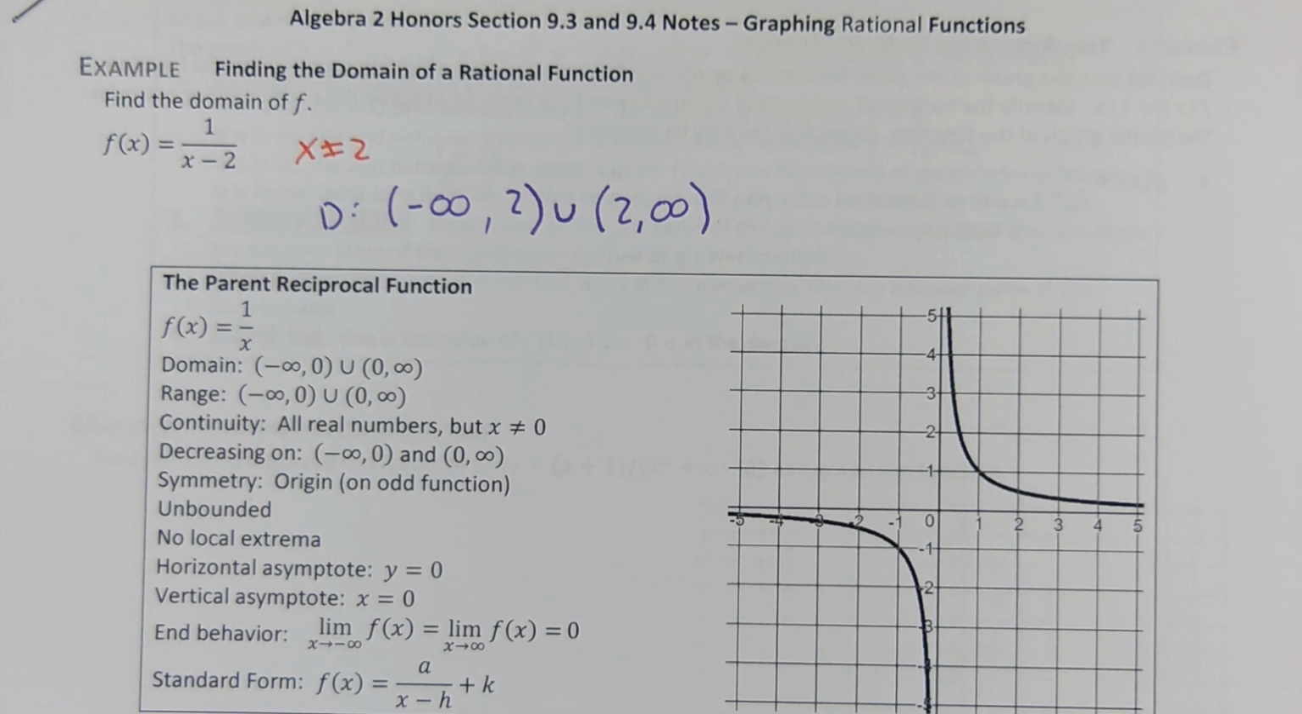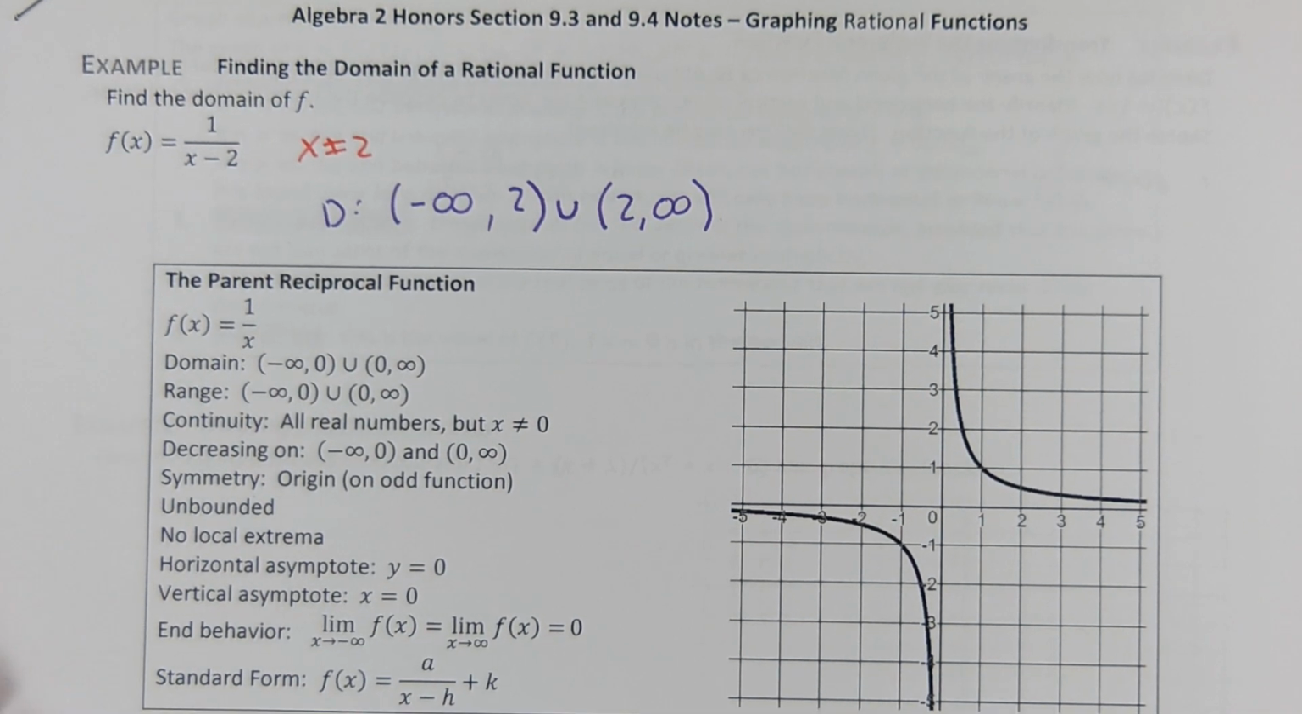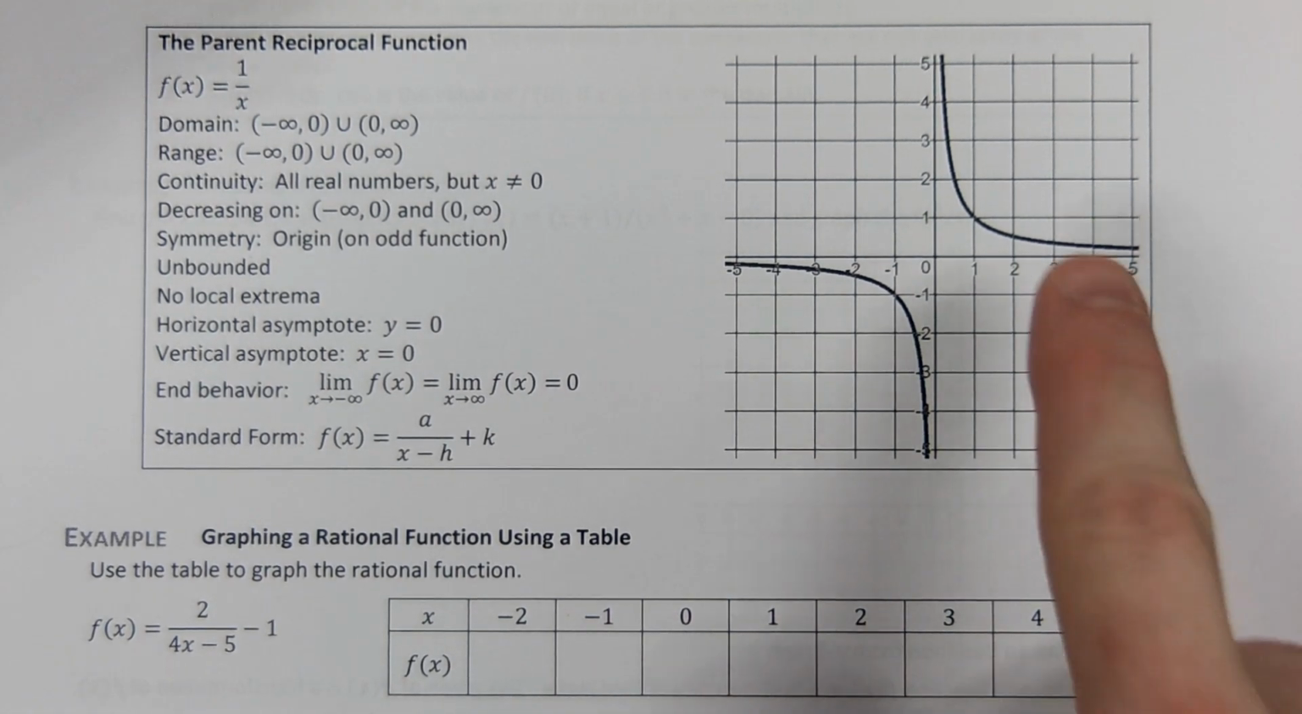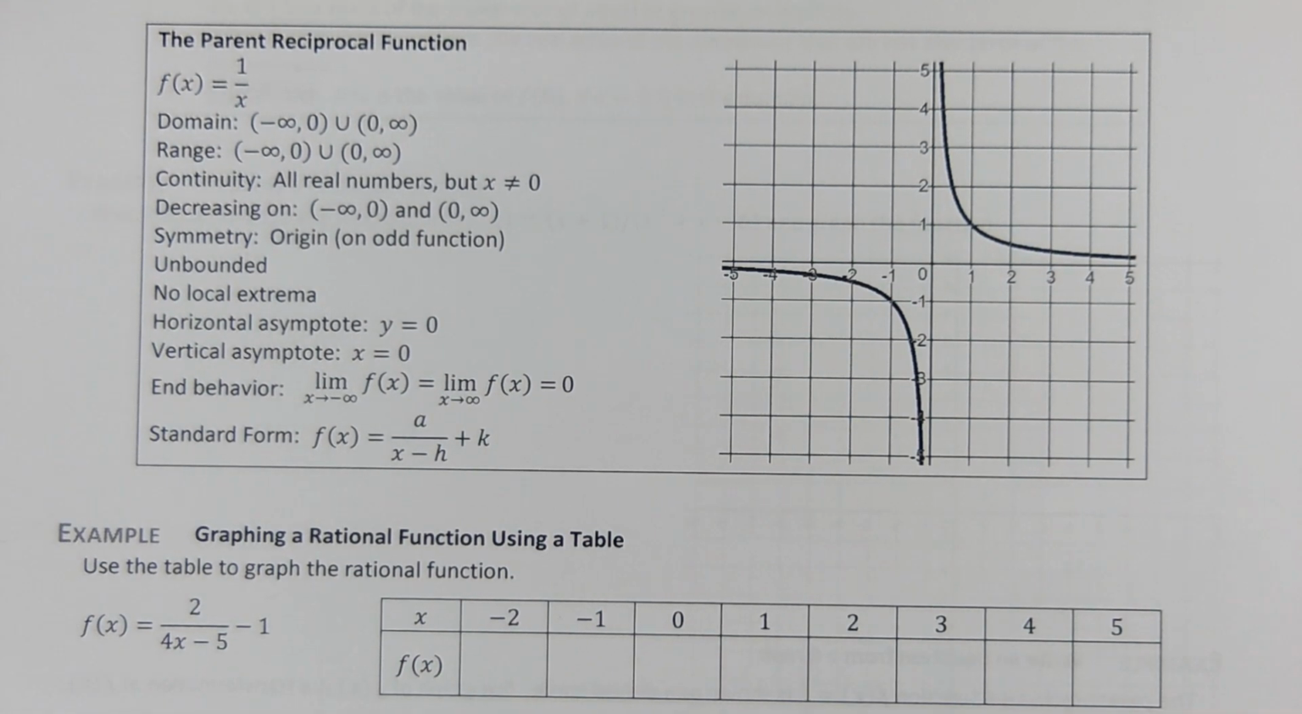Alrighty, so then what does the parent rational function look like? Boom. There it is. It's actually called the reciprocal function because it's 1 over x. It's the reciprocal of y equals x. But this is the parent rational function. This kind of shape is called a hyperbola. I won't test you on that, but you might as well know that's what that kind of shape is called.